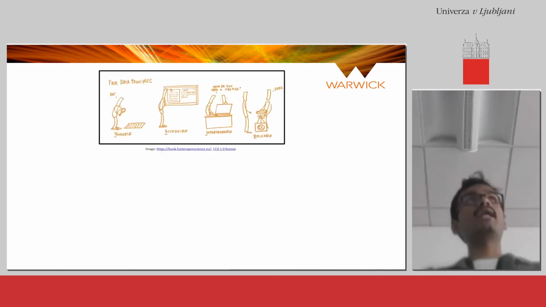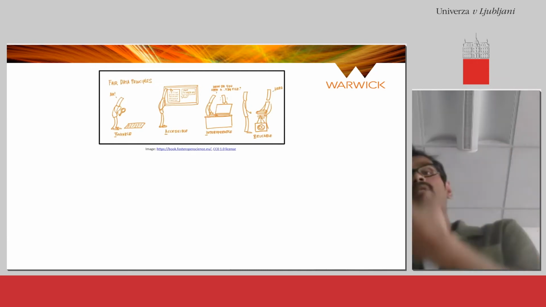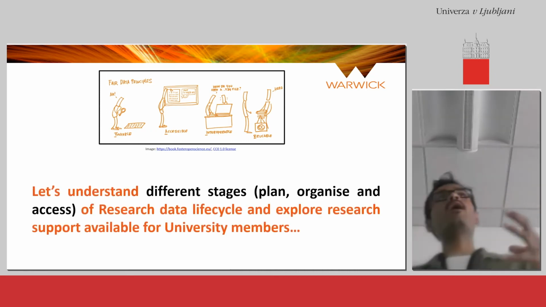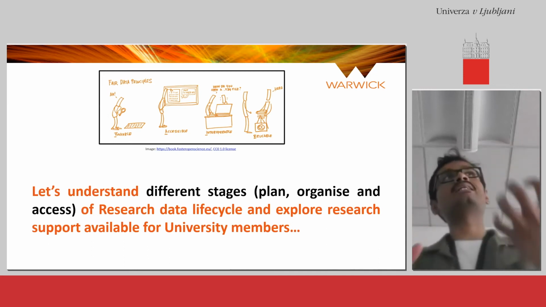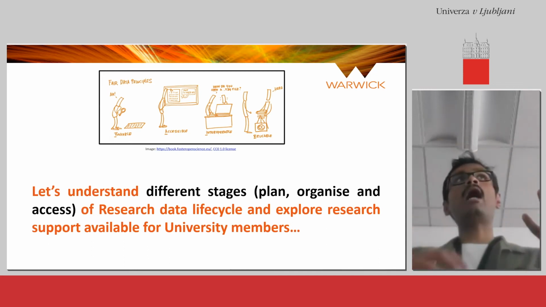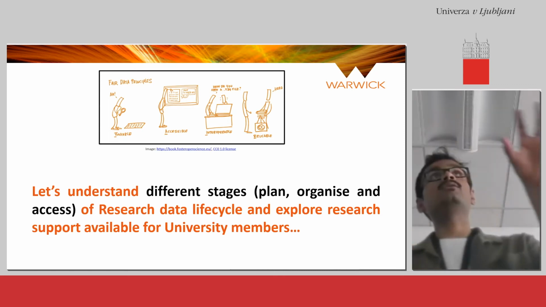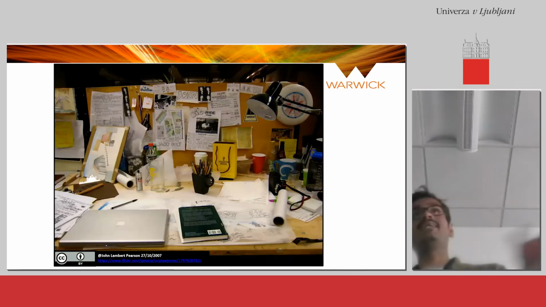So again, I put this image. So how do we ensure that we cover this whole FAIR principles? I thought to explain how we work on this management from the plan, organize, and access side, and how, as a university at Warwick, we support students so that they're compliant to these three aspects: plan, organize, and access. So the idea is to avoid this thing happening.